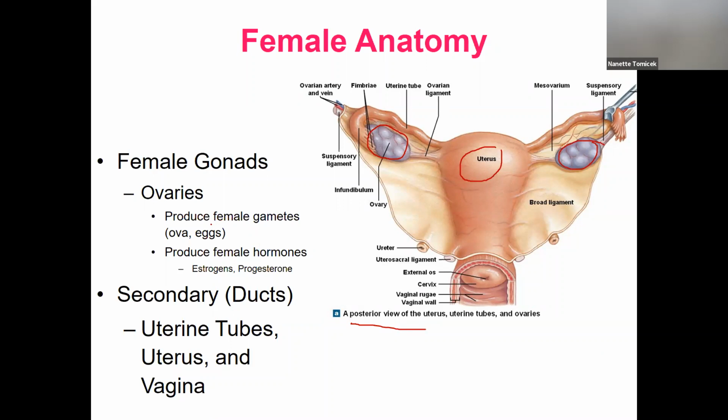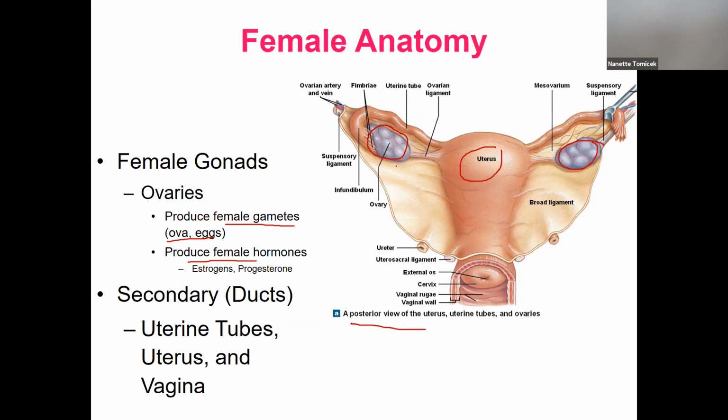Again, these are the female gonads. They're going to produce the female gametes, the ova or the eggs, and it's those structures inside the ovary that are going to be tasked with producing the female hormones.